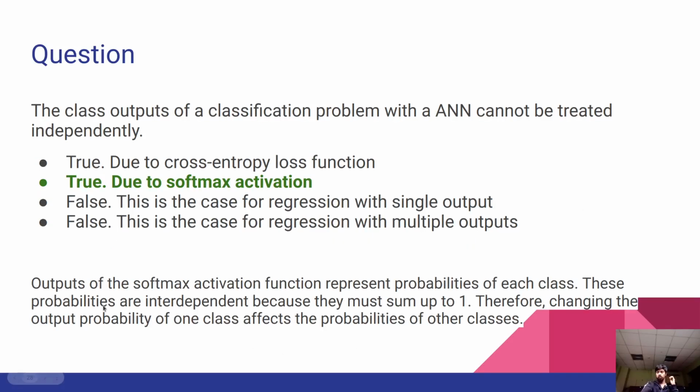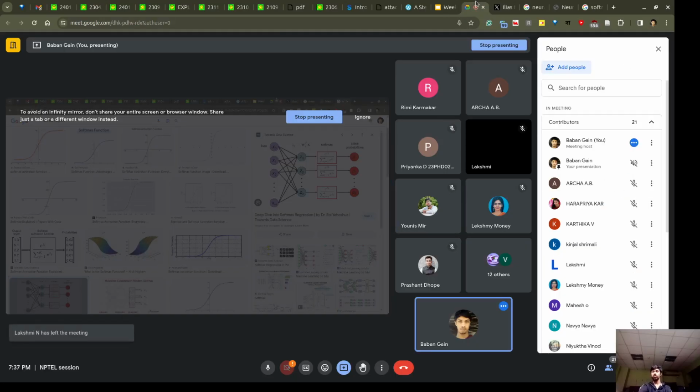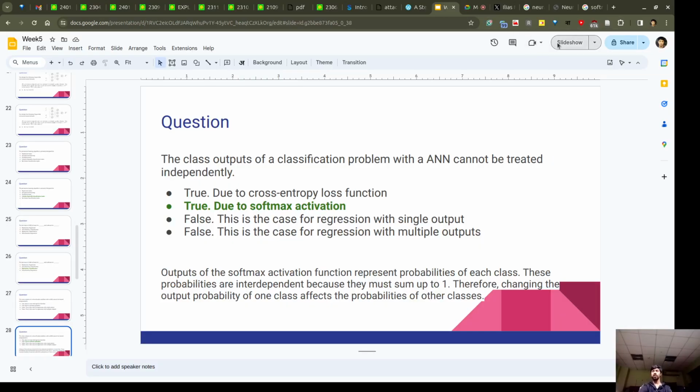So, this note you can view. The output of the softmax activation function represents the probability, and if you add them, they must sum up to 1. So if one is increasing, the other must decrease. Suppose it is 0.5 and everything else is 0.5. If it is 0.6, the summation of everything else should be 0.4, because everything should sum to 1.0. This is the probability. So they are not really independent of each other.